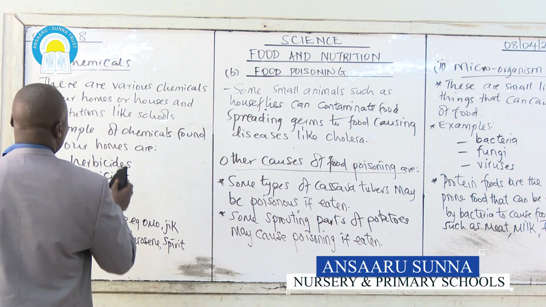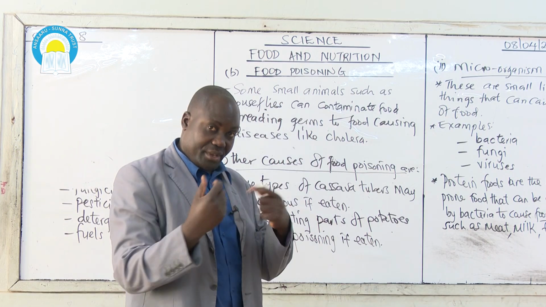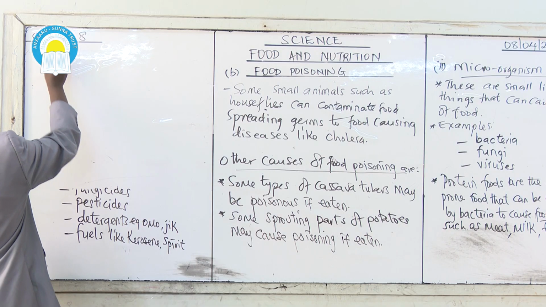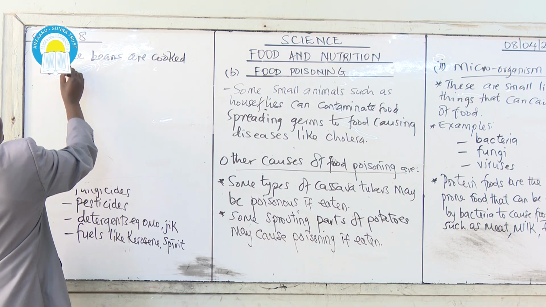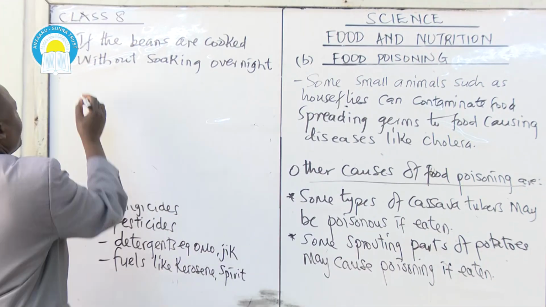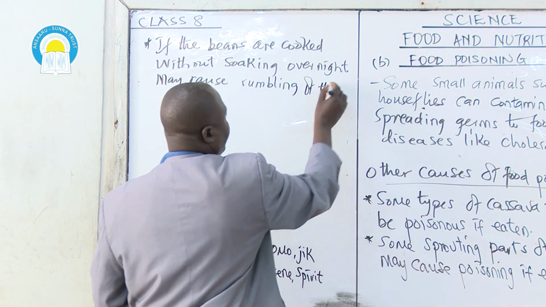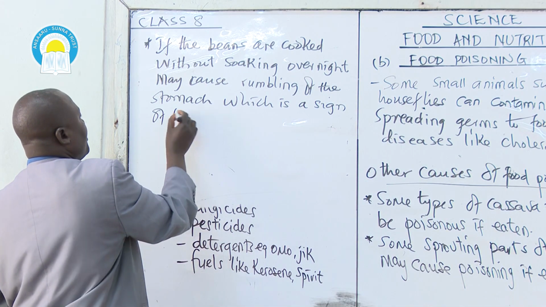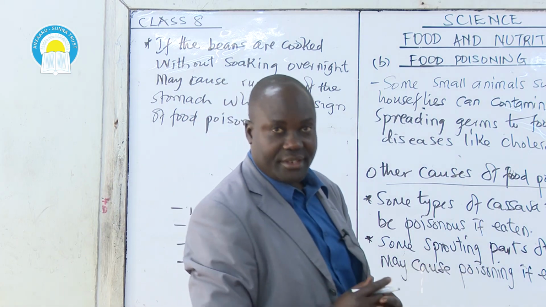Also, poisoning in food can be found if you cook beans. If you cook beans without soaking and eat them after cooking, it will cause some rumbling of the stomach. That's another example of food poisoning. So, if beans are cooked without soaking overnight, they may cause rumbling of the stomach, which is a sign of food poisoning. Those are some of the examples of causes of food poisoning.